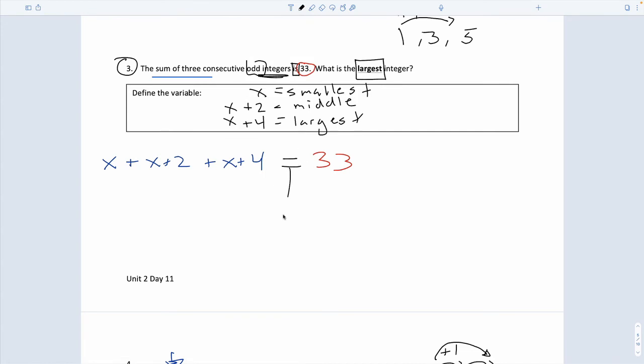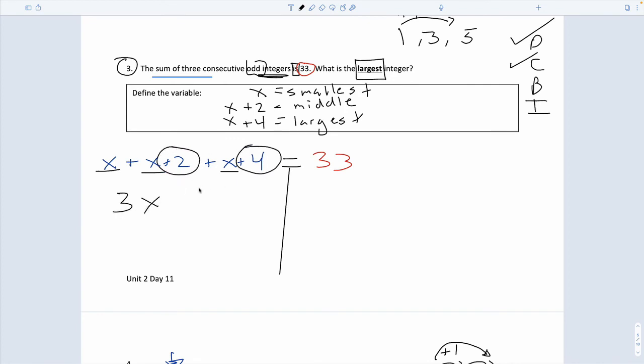Kira Bentley, what would I do next? Yeah, and distributing actually doesn't appear, so I'm just going to check it off. There's nothing in parentheses right now that I have to distribute, but I will combine like terms. x plus x plus x is 3x. Positive 2 and positive 4 is 6. That looks a little bit nicer of a problem. Oh shoot, what's my next step?